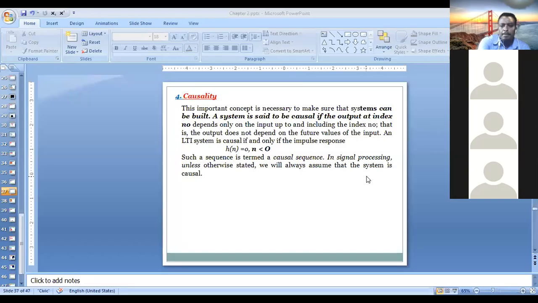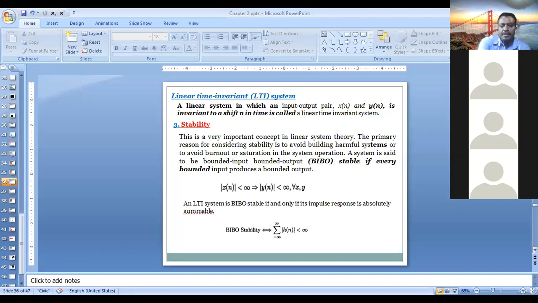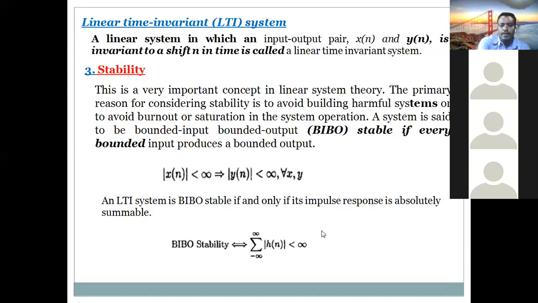So how do we define causality? If the output at this time depends only on the past and the present input, we call it causal. If the output depends on the future value, it is called a non-causal system. Okay. So how to check this mathematically, we'll come to that. But before that, if you have any questions, you can ask. Okay. Any question?